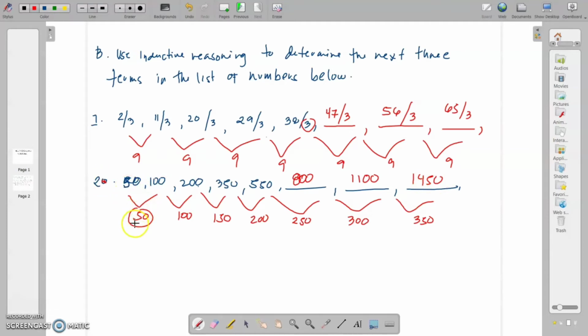So, as you can see, it increases by 50 each term in number 2. And number 3: negative 14, 12, negative 2, 10, and 8. So what is the next term?